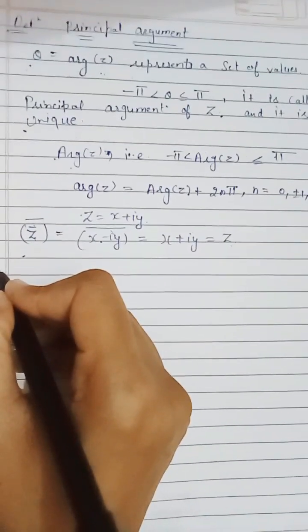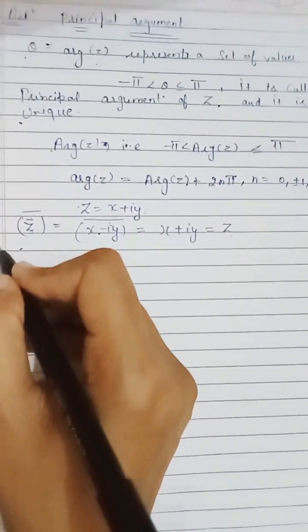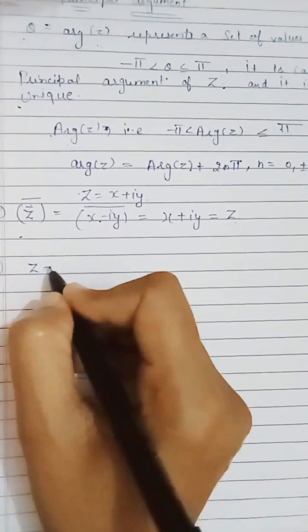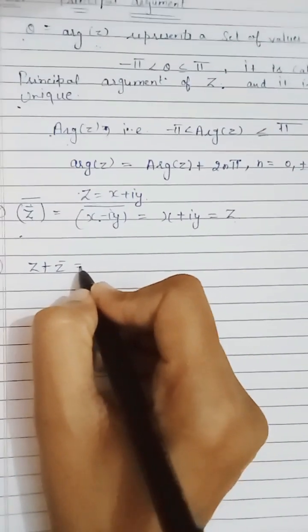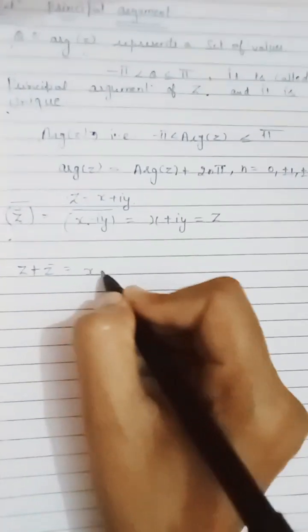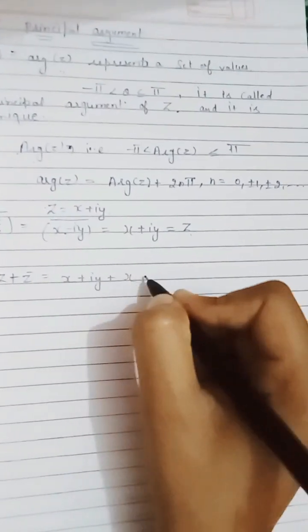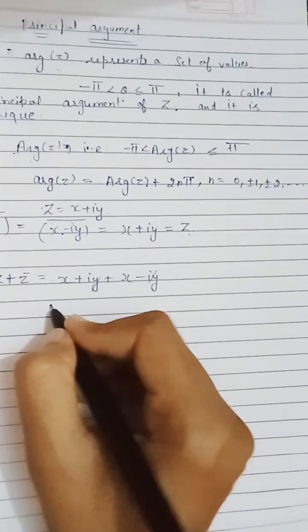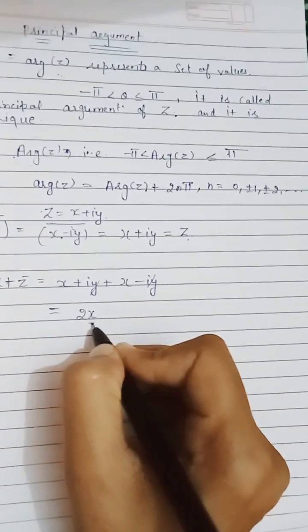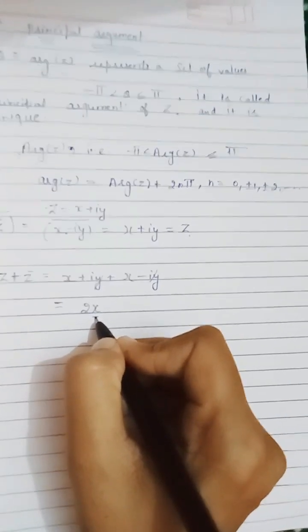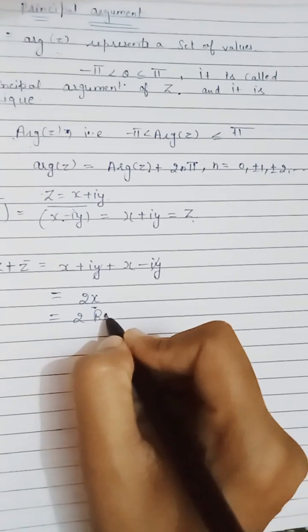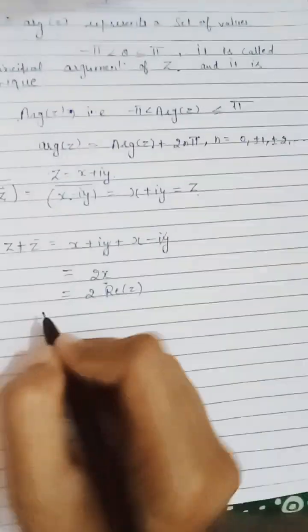Now the second property is that z plus z conjugate is equal to x plus iota y plus x minus iota y. These will cancel out and we have 2x, and x is the real part of z. So it can be written as 2 times the real part of z.